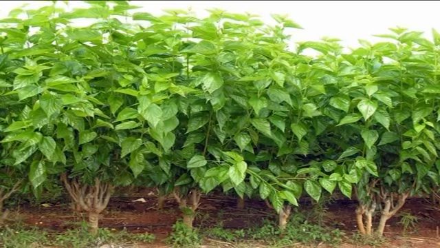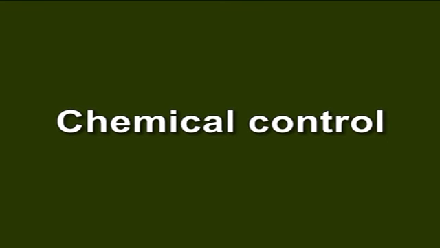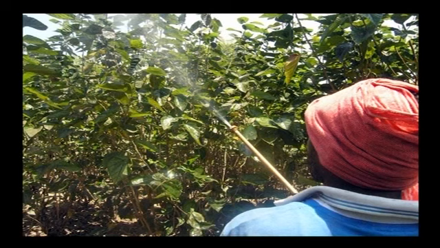Management. Cultural control. Wider spacing of 90 by 90 centimeter or paired row planting system, 90 plus 150 into 60 centimeter, should be followed. Chemical control. Bavistin or carbendazim 50% WP solution at the rate of 2% concentration is recommended, which reduces up to 70% of the disease. The safe period to use the leaf for feeding of silkworms is 2 to 3 days.